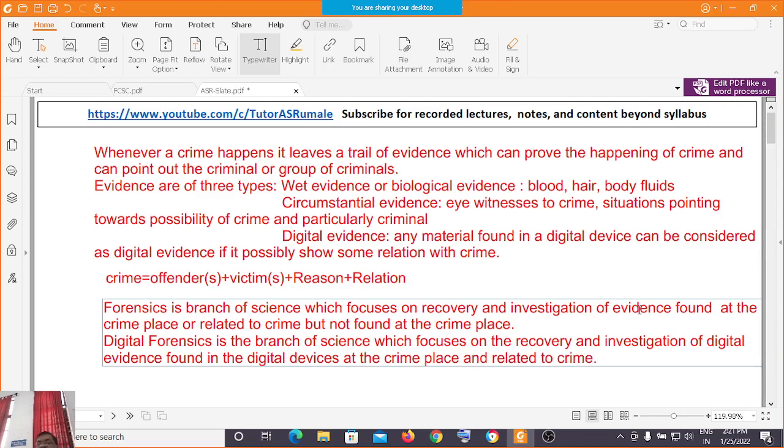There may be digital devices at the crime place itself, or there may be digital evidence related to the crime but not at the crime place. For example, the digital evidence of searching for arsenic in this husband's case was in some computers which he used at Nagpur, but the crime actually happened in Pune. Such types of crimes happen everywhere.